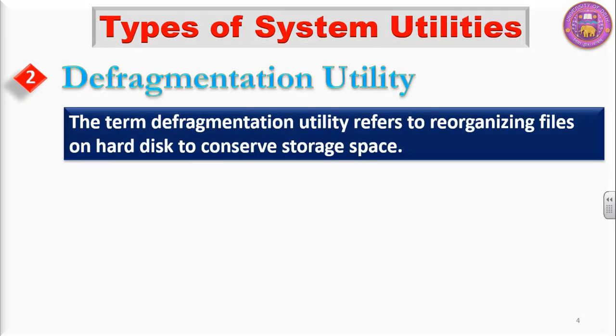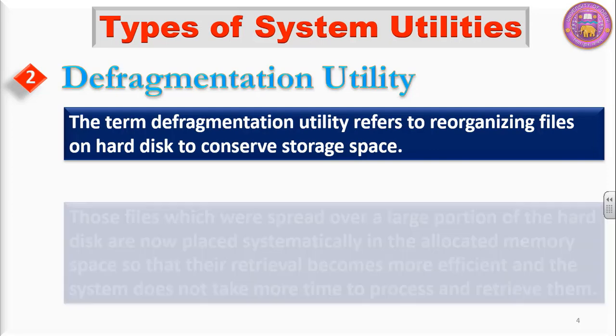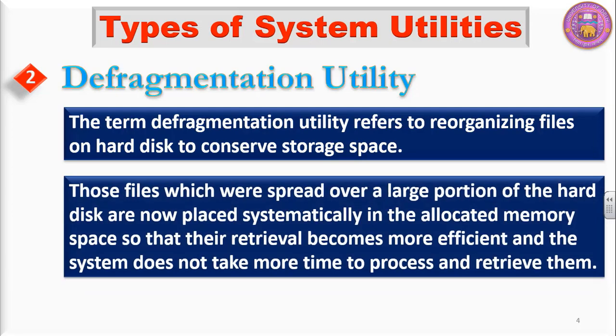Defragmentation utility. The term defragmentation utility refers to reorganizing files on hard disk to conserve storage space. Those files which were spread over a large portion of the hard disk are now placed systematically in the allocated memory space so that their retrieval becomes more efficient and the system does not take more time to process and retrieve them. It means all those files which were scattered on the hard disk are put together so that the retrieval time becomes lesser.